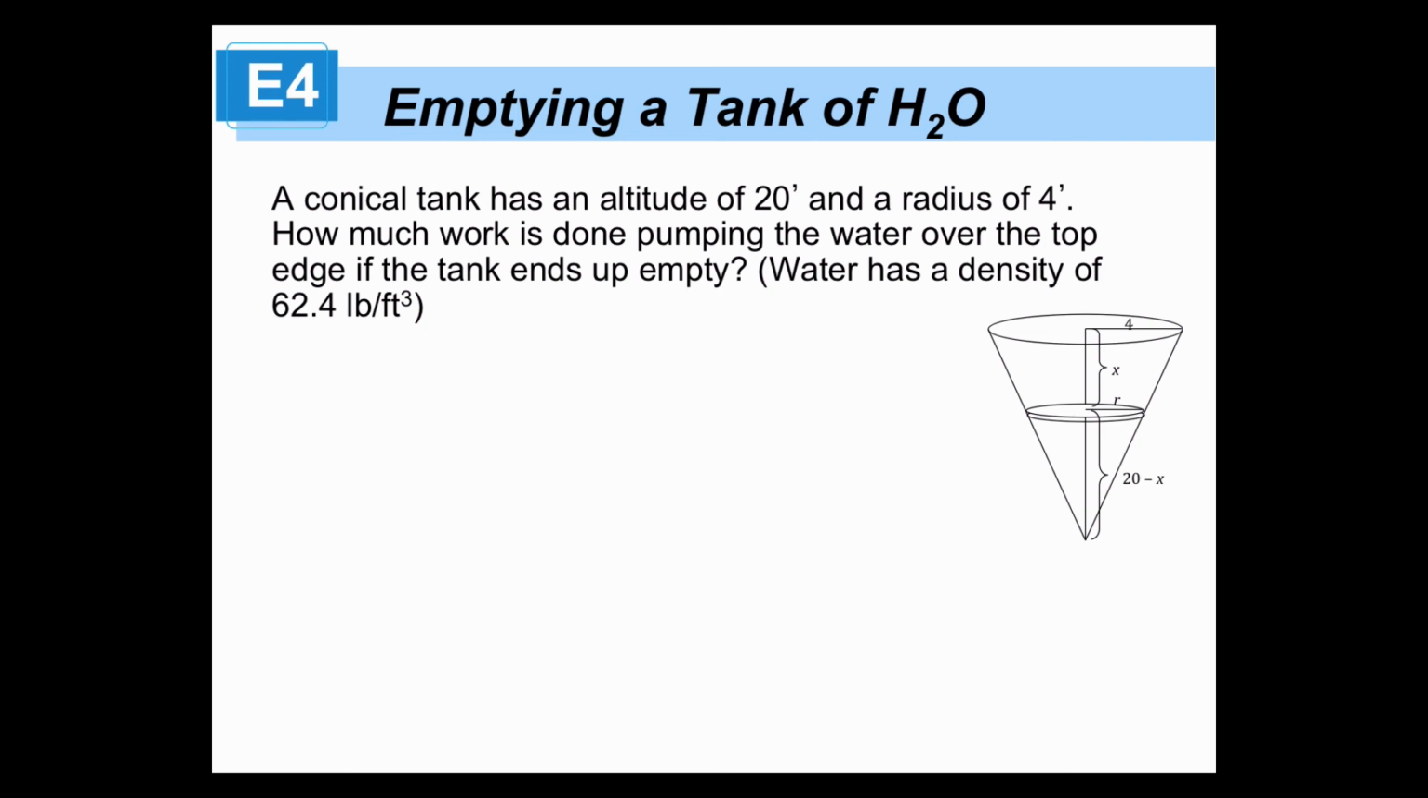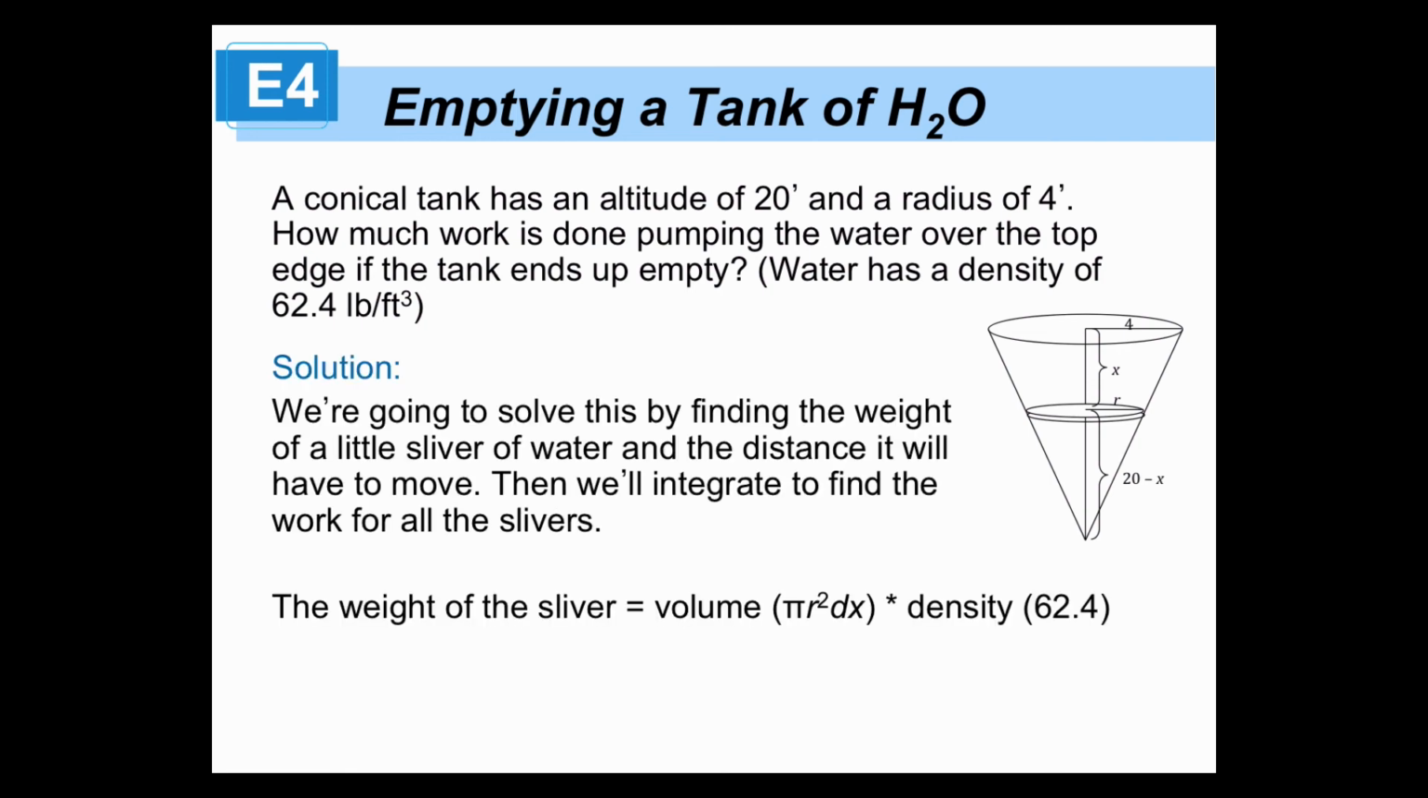So for those of you that are scientific geniuses, regardless, how do we find the weight given the density? Come on, you don't know that. Density equals mass divided by volume. Perfect. So the mass would be the volume times the density. There's the weight of that sliver of water.